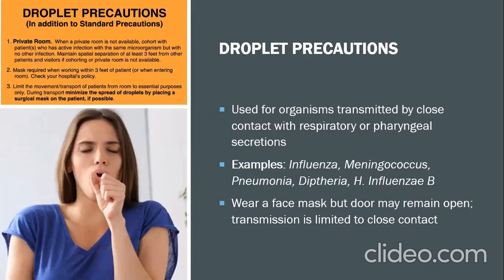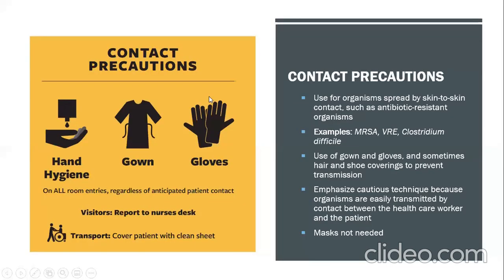Airborne precautions: the door has to stay closed at all times. Droplet precautions, you could open the door or whatever, it doesn't matter, but they're confined to their room and you're wearing a surgical mask. I'm pretty sure everybody's familiar with contact precautions. That's when you put the gown on. So you wear a gown and gloves. MRSA, VRE, C. diff. These are all contact precautions.